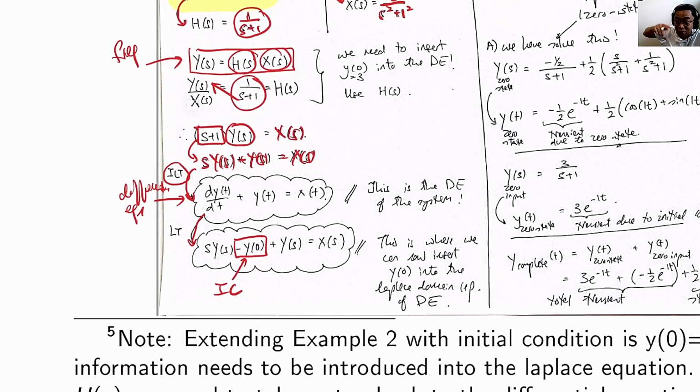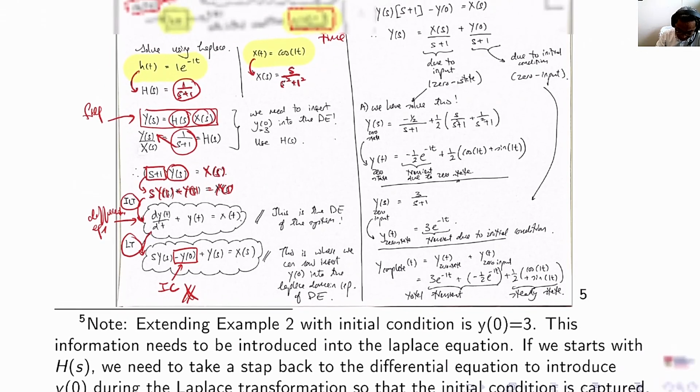Okay, so this is the one big round. It went from time to the Laplace domain, from the Laplace domain to the differential equation describing the system, and then back again into the s domain to introduce the initial condition. So this is where we put y of 0 in. Once we have this, now what happens?